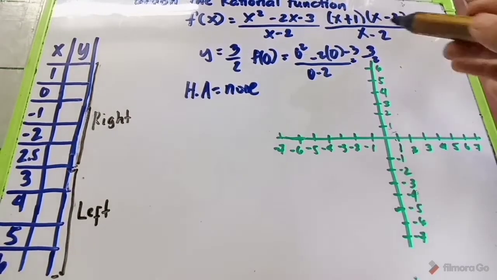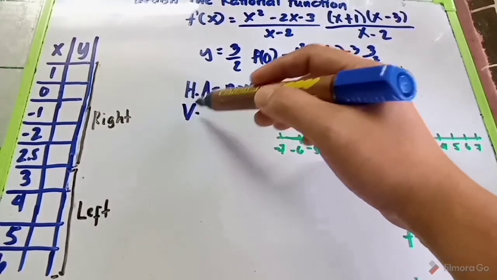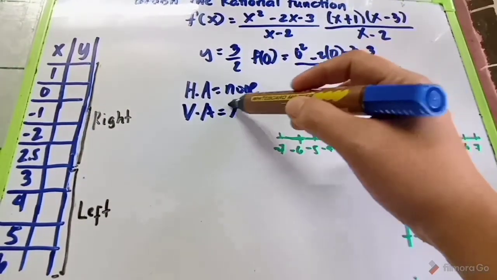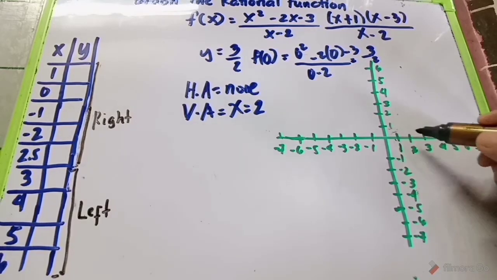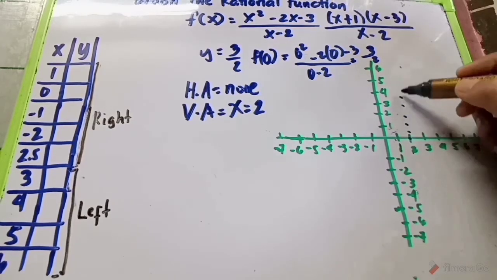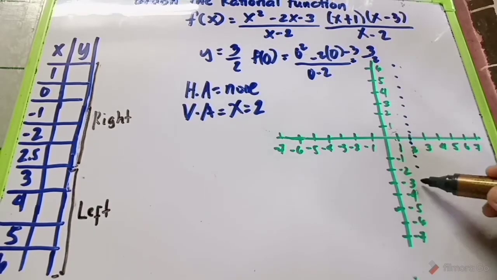So for the vertical asymptote, x minus 2, if we transpose, x is equal to 2. And then, how do we graph x equals 2? So we will go here and then make a vertical line. Guys, a vertical line.